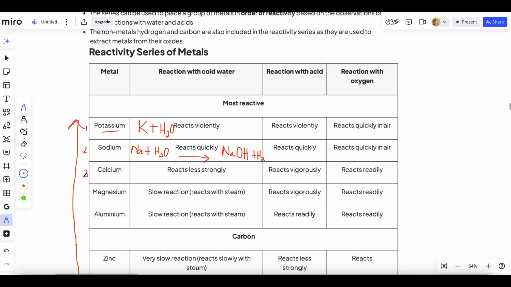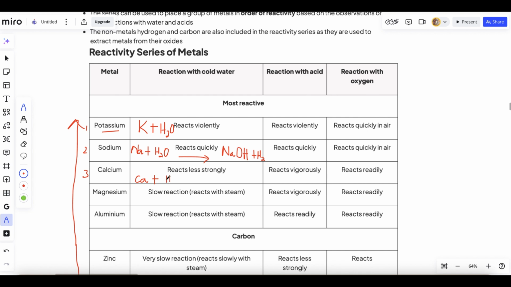Now let's go to calcium, the third one, number 3. It will react less strongly compared to the first two, but still strongly, just less strongly compared to these first two. So calcium reacts with cold water. This one is always in your exam. Calcium reacts with cold water to form calcium hydroxide.